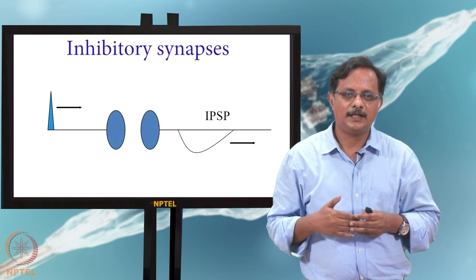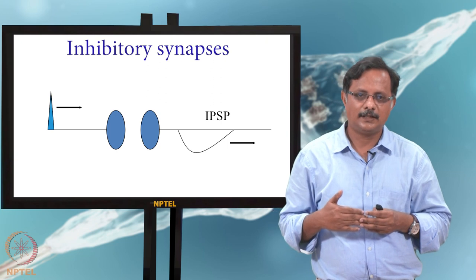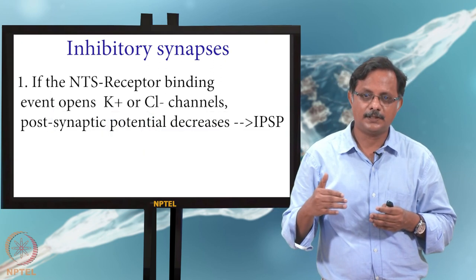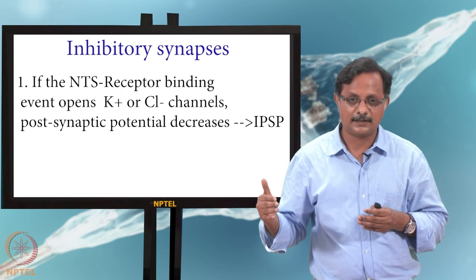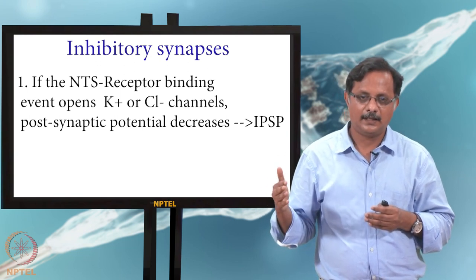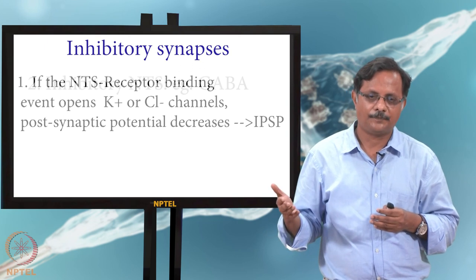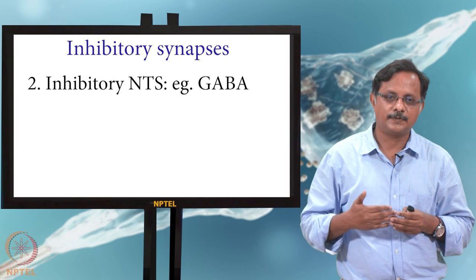Similarly, if you look at inhibitory synapses, when the neurotransmitter receptor binding event takes place, it opens either potassium or chloride channels on the postsynaptic side, thereby decreasing the postsynaptic potential and creating an IPSP. An example of an inhibitory neurotransmitter is GABA.